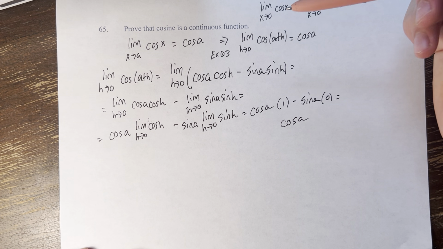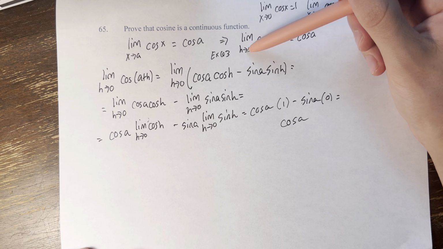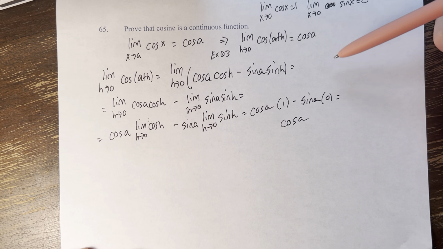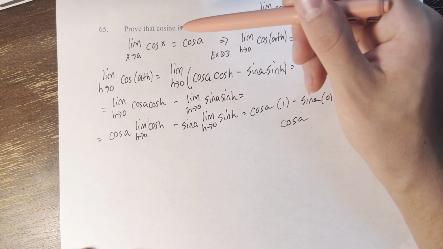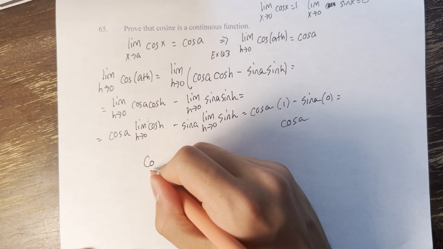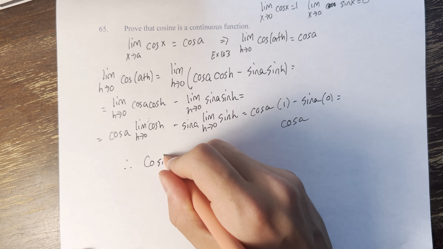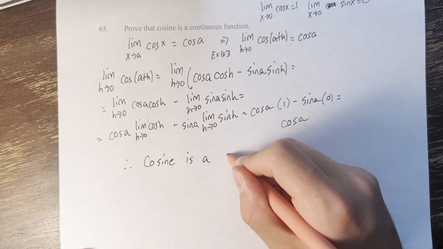And we know since we have proved that the limit as h approaches 0 of cosine of a plus h is equal to cosine of a, therefore the limit as x approaches a of cosine of x is equal to cosine of a, and therefore cosine is a continuous function.